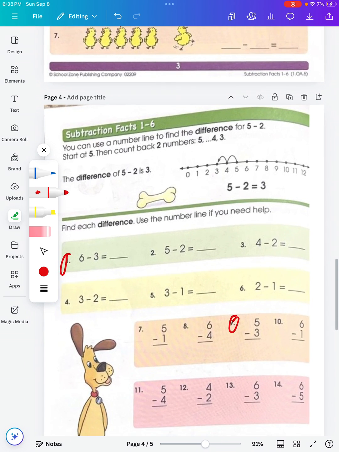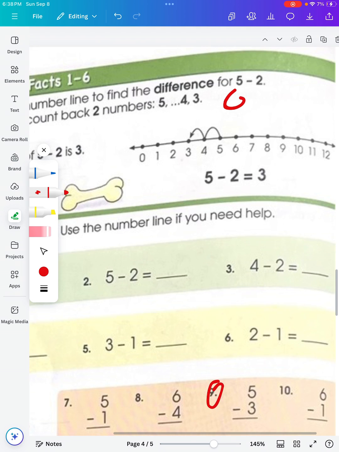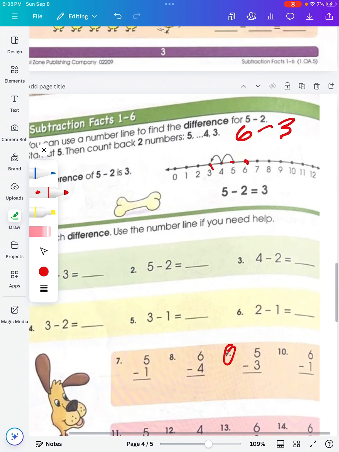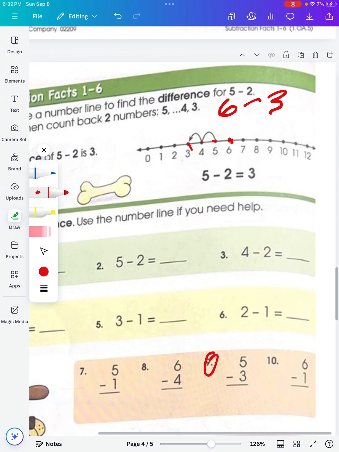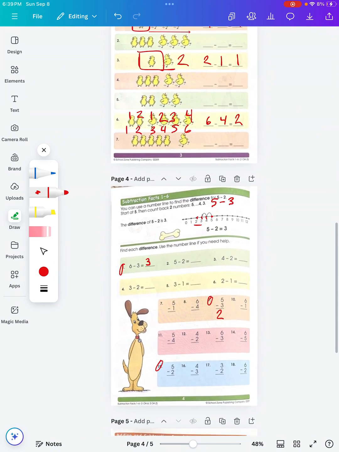So for question number 1, the problem is 6 minus 3. So we'll start on 6 and go back 3. 1, 2, 3. So 6 minus 3 equals 3. Okay, question number 9. 5 minus 3. So we'll start on 5 and go back 3 numbers since we're subtracting, which means we're going to the left. So 1, 2, 3. And we landed on 2. So 5 minus 3 equals 2.